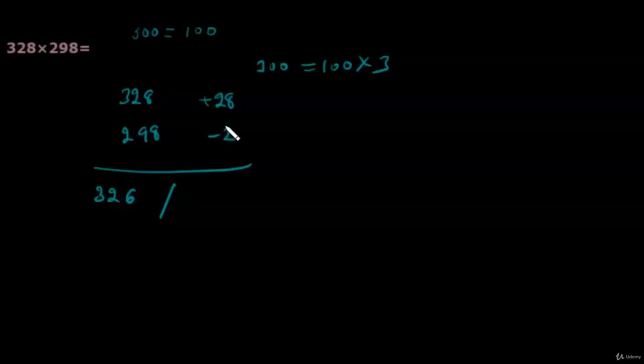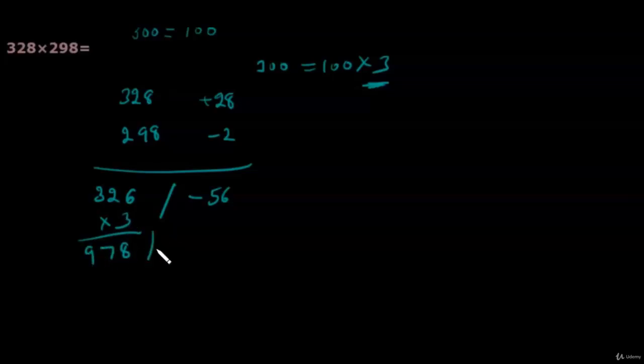For the second part, 28 times negative 2 gives us negative 56. Now before proceeding to the second part, first of all we have to multiply first part by submultiple. Here the submultiple is 3, so we will multiply this part by 3. This gives us 978. And this is negative 56. Because the second part is negative, we have to reduce the first part by 1.